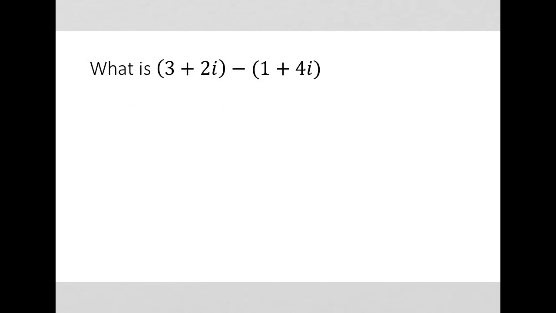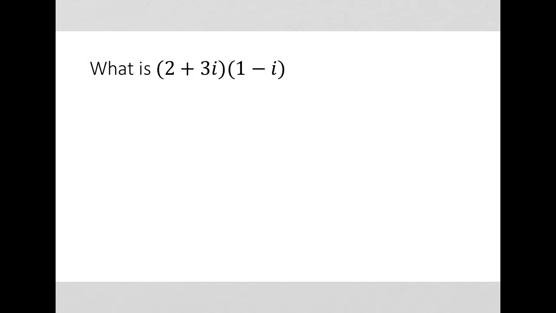Same thing with subtraction, except think of that as a negative 1 times that quantity right there, so you have to distribute it. So we're going to get 3 plus 2i minus 1 minus 4i. And then combine the like parts, the real part and the imaginary part. 3 minus 1 is 2, and 2 minus 4 is negative 2. So I get 2 minus 2i.